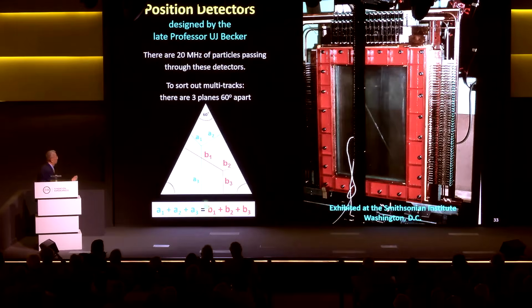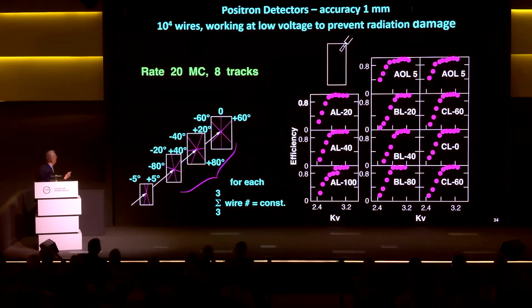So this is one of the chambers. There are a total of 11 chambers. And this one, after the experiment was over, was exhibited at the Smithsonian Institution in Washington. There are 10,000 wires working at a very low voltage so you avoid radiation damage. These are the arrangement of the wires. They're 20 degrees apart, so all three wires for a real signal will add up to a constant.